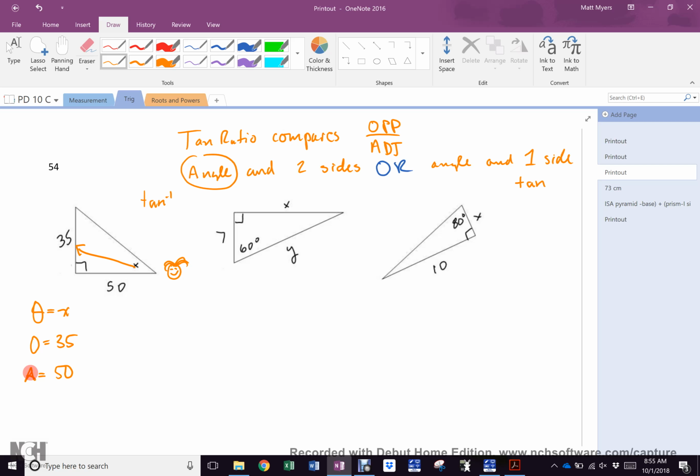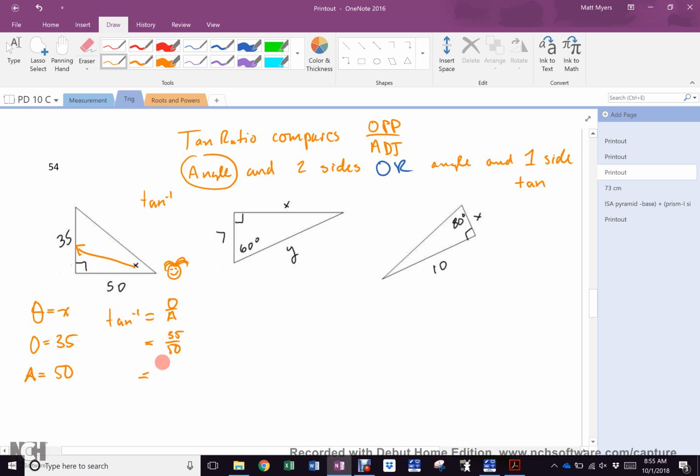Now, I do that often. So, do I need an angle? I do need an angle, yes? So is it shift tan or tan? Shift tan of what? O over A, which is 35 over 50.